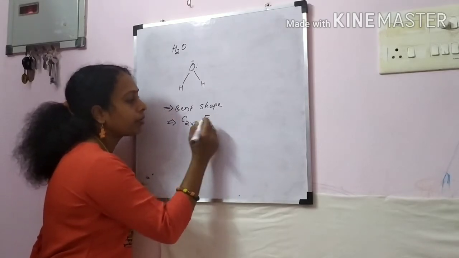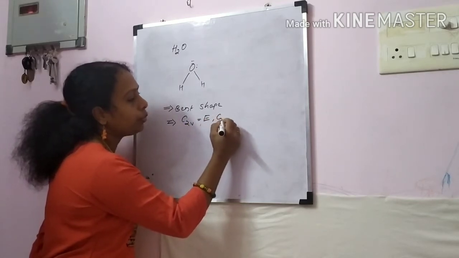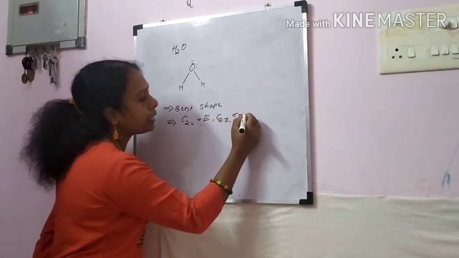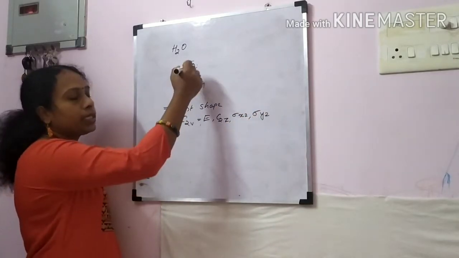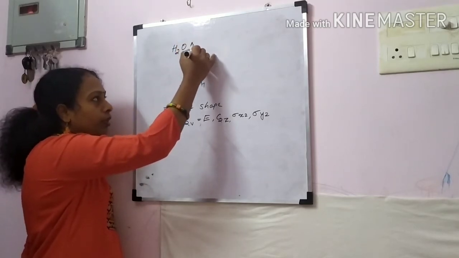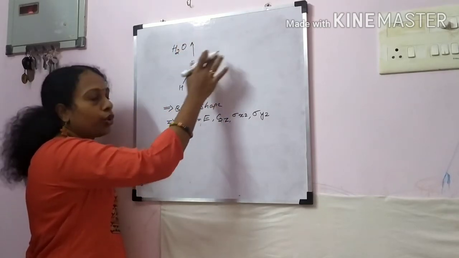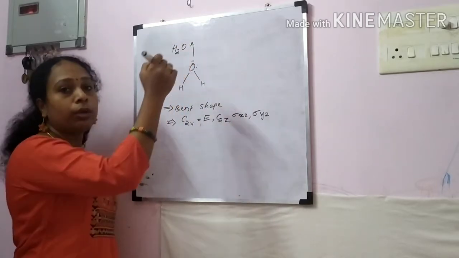E, C2Z, sigma XZ and sigma YZ. Okay, sigma XZ, C2Z: the Z axis is through this, the Y axis is in the molecular plane, and the X axis is perpendicular to the molecular plane.